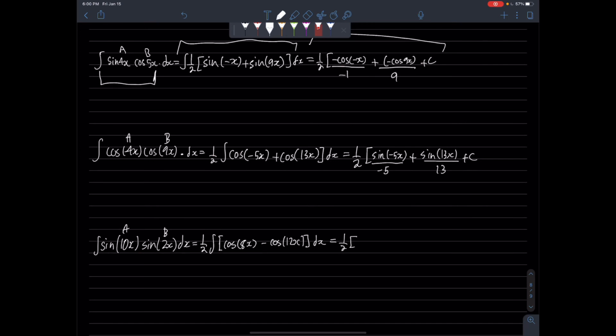And the integral of cos is sine, we know that. So it's going to be 1 over 2 times sine 8x over 8 minus sine 12x over 12 plus c.